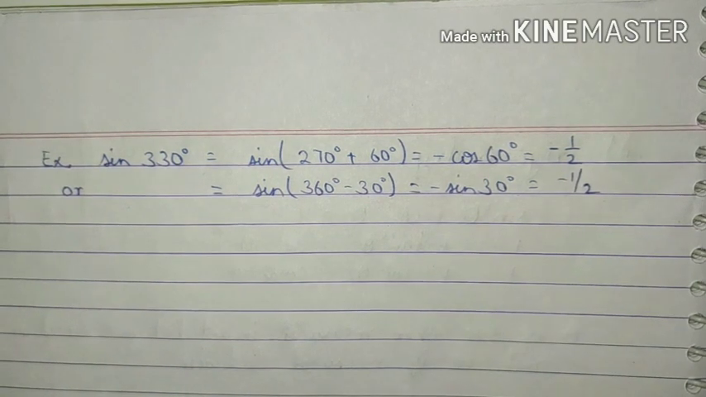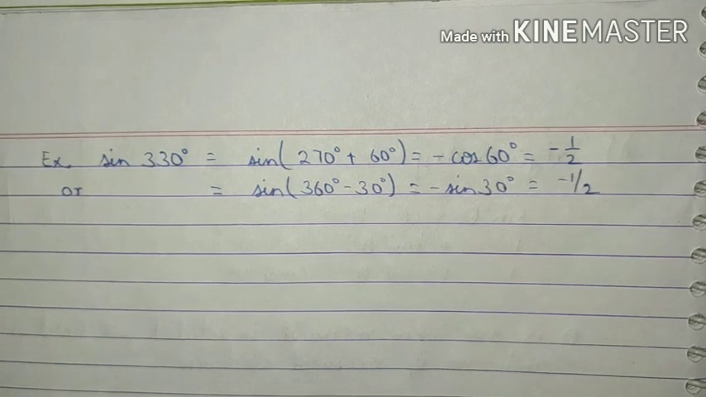In the same manner, for different angles, we can check their close proximity with the nearby angles, that is either 0 degree, 90 degree, 180 degree, 270 degree or 360 degree, and find their values.